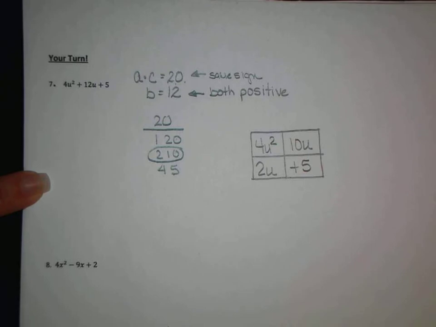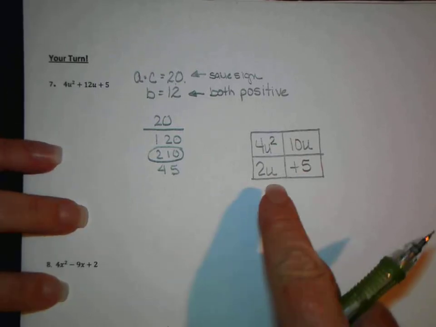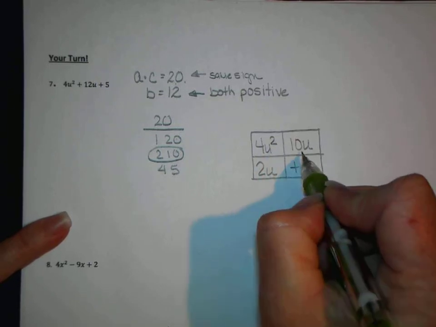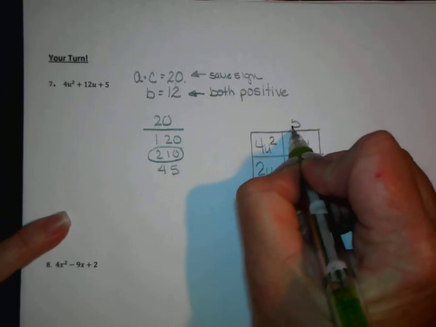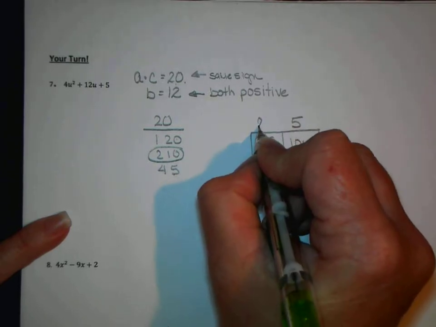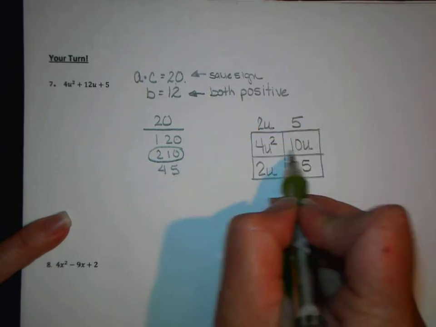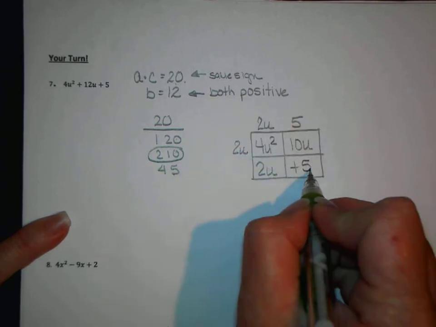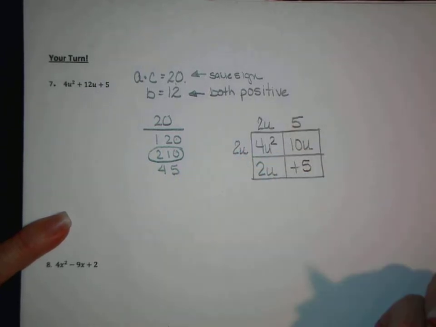And again, guys, it doesn't matter whether you put the 10U here or the 2 there. It doesn't matter as long as they're together. Okay, pull out your GCF. 10 and 5. GCF is 5. 4U squared and 2U. They both can give up a 2 and a U. Now we're going to go this direction. They both can give up a 2U. And what can they both give up? Remember, there's always a factor of 1.